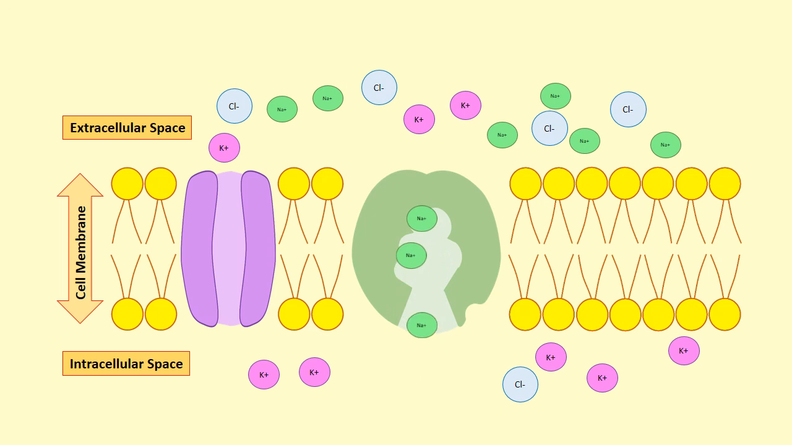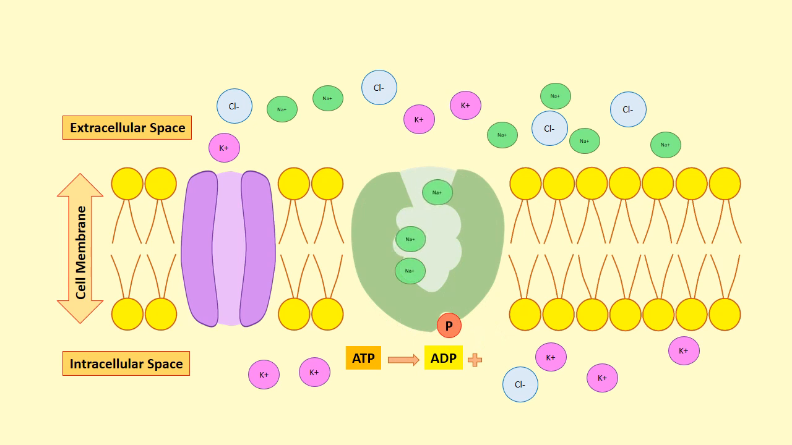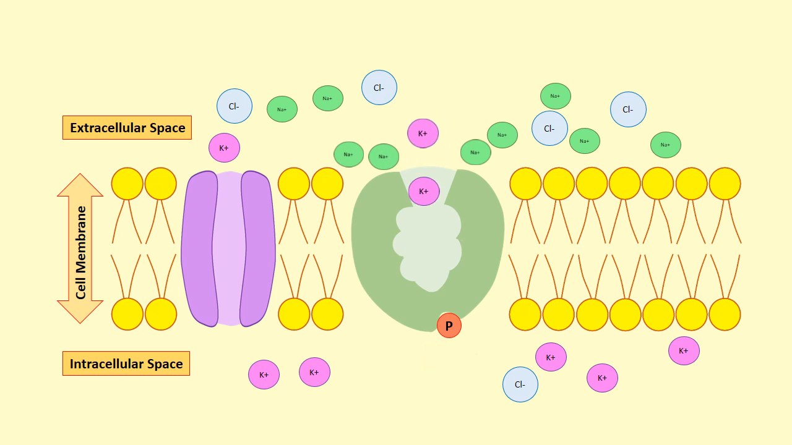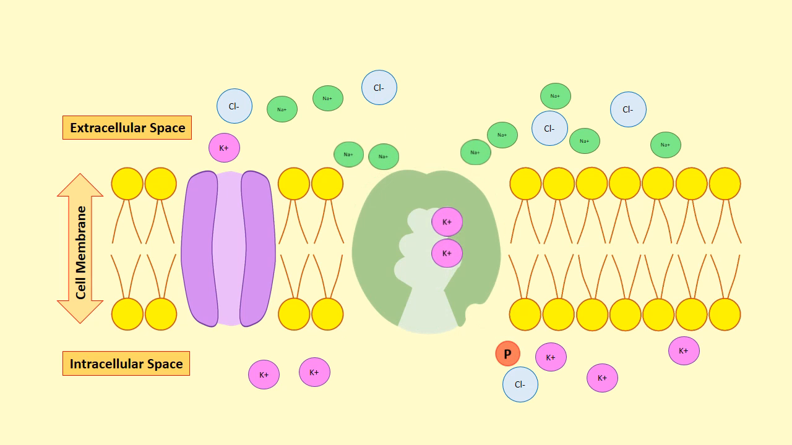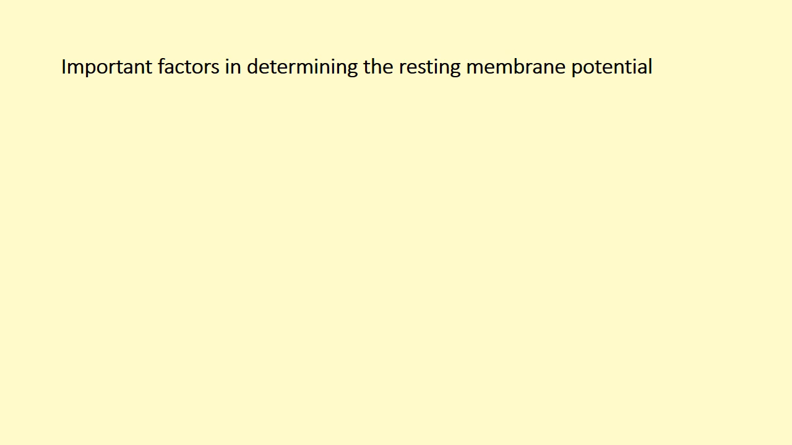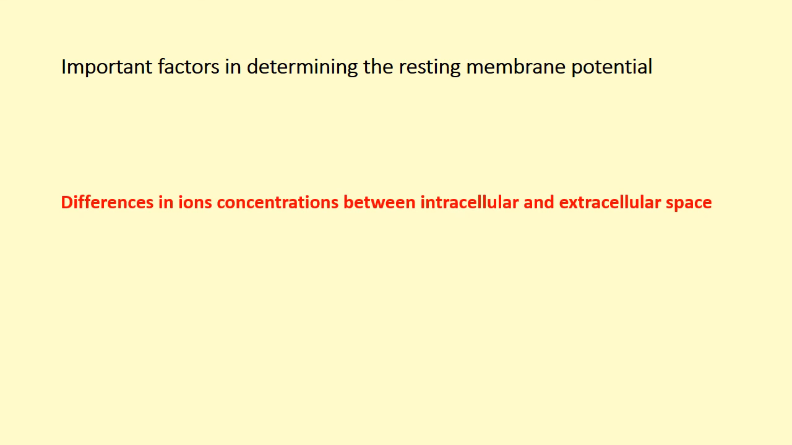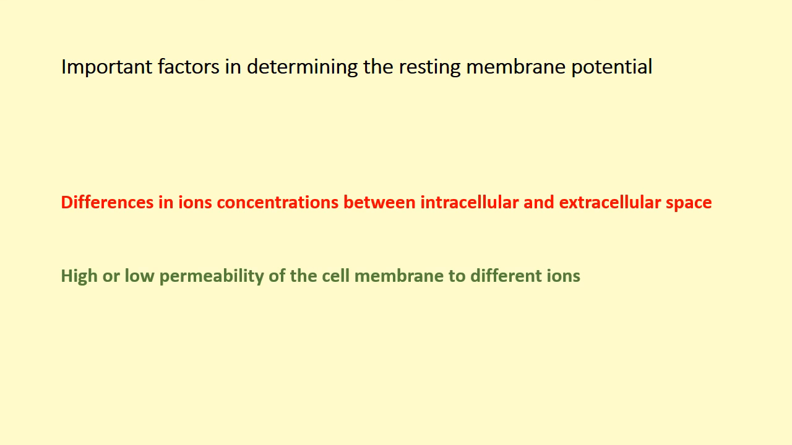However, the operation of the sodium-potassium pump prevents excessive accumulation of the potassium ions outside the cell as well as the sodium ions inside the cell. Therefore, the differences in ion concentrations between intracellular and extracellular space and the high or low permeability of the cell membrane to different ions are two important factors in determining the resting membrane potential.